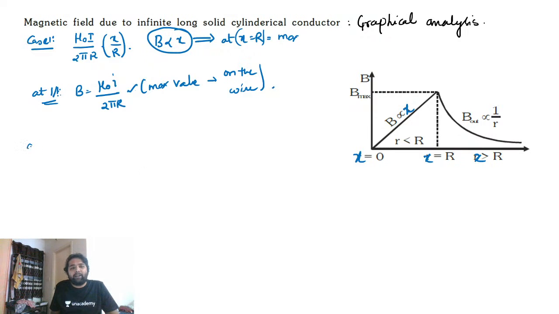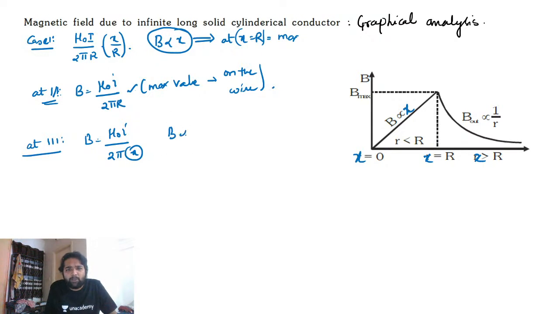All right. And in case 3, field will be proportional to mu naught I by 2 pi x. So this x is independent of r, so it will continuously keep decreasing as a function of x. B will be proportional to 1 by x. I hope it's clear to you guys.